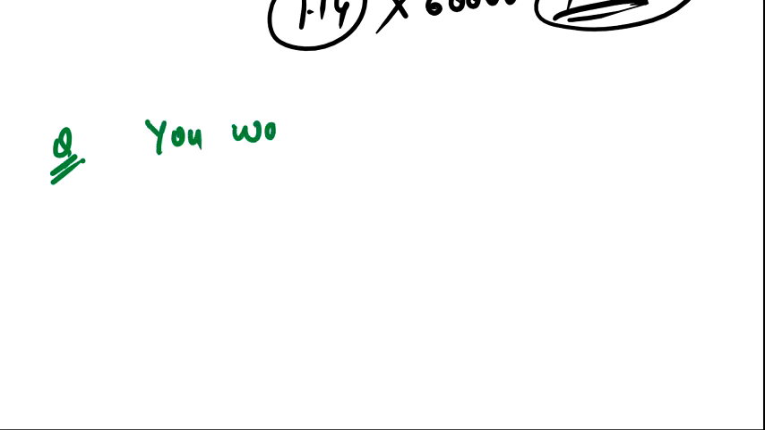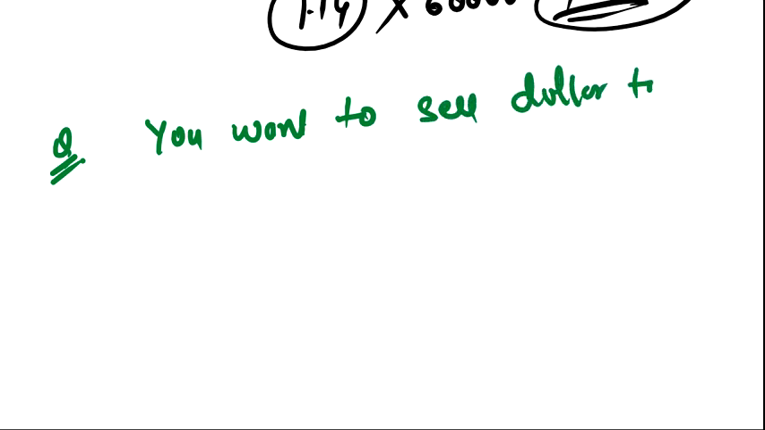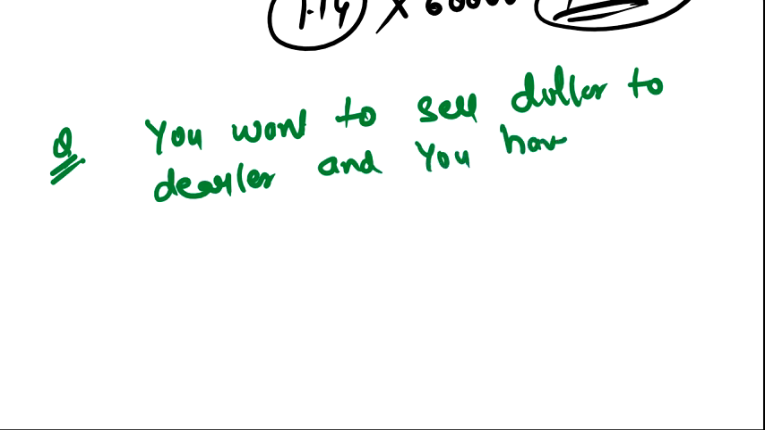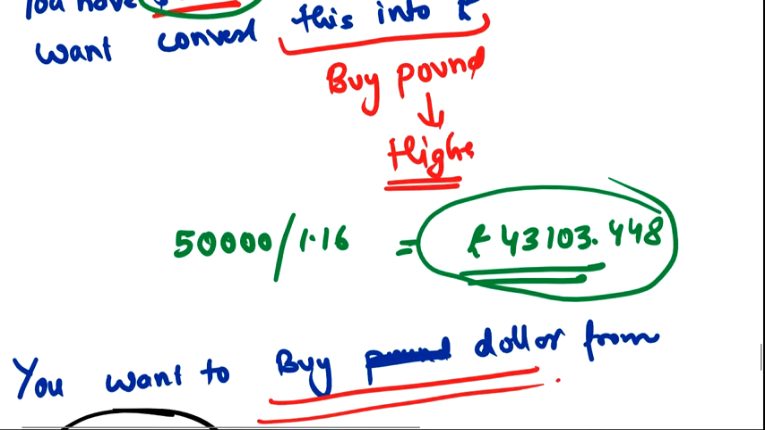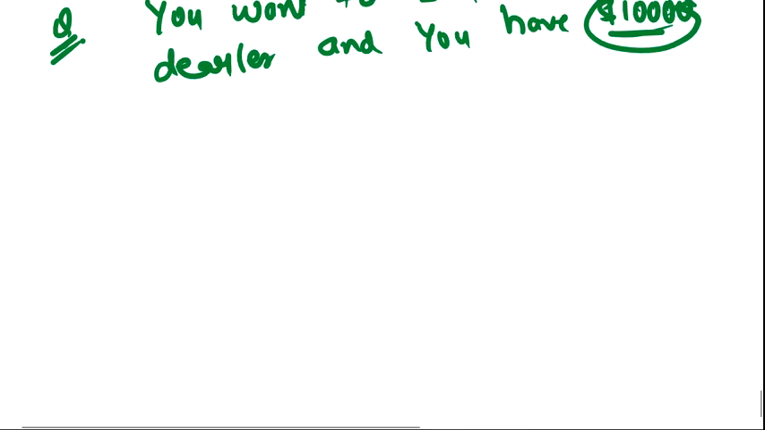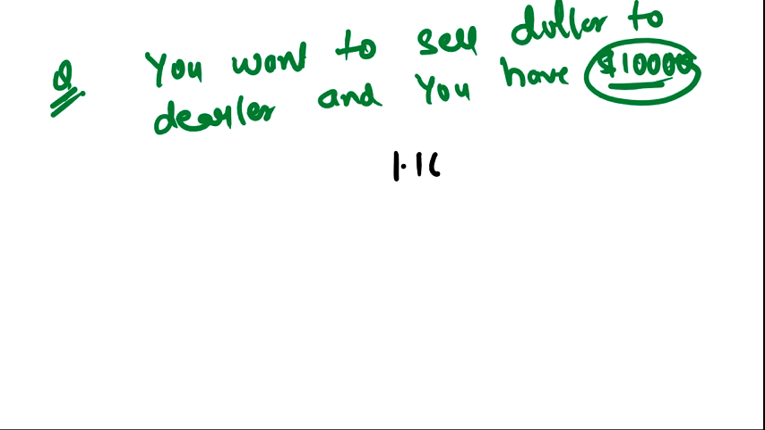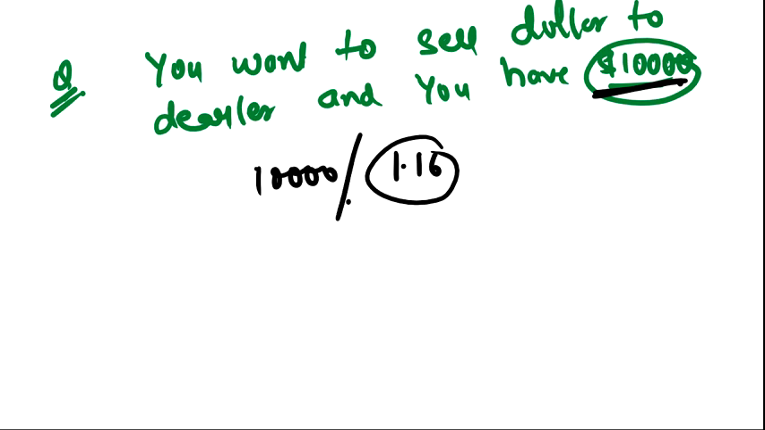Again, you want to sell dollars to a dealer and you have $10,000. And when you want to sell dollars, it means what? You have to buy euro, and whenever you buy, it is at a higher rate. So what rate are you going to use? 1.16. Multiply or divide? Divide. Why? Because this is your price currency. So it means 10,000 divided by 1.16.